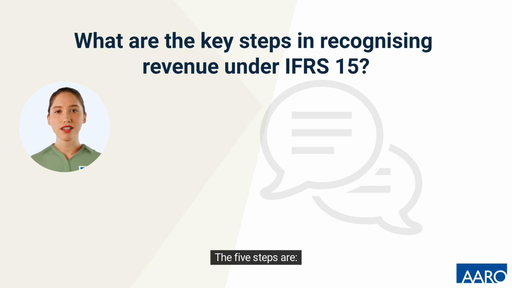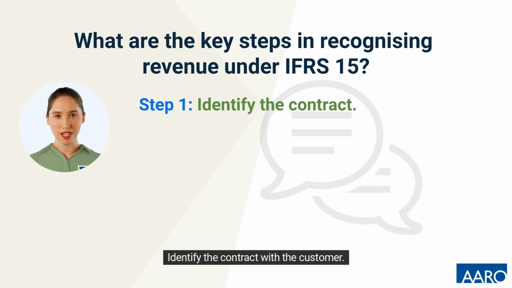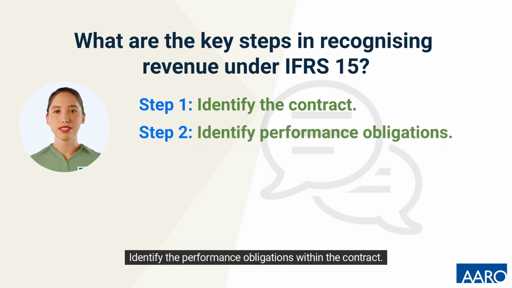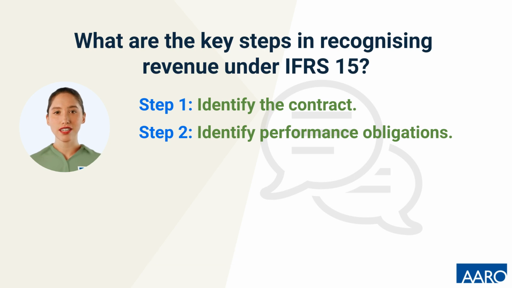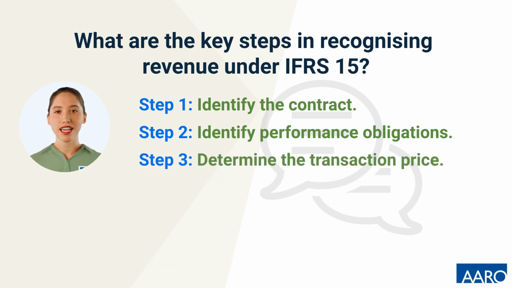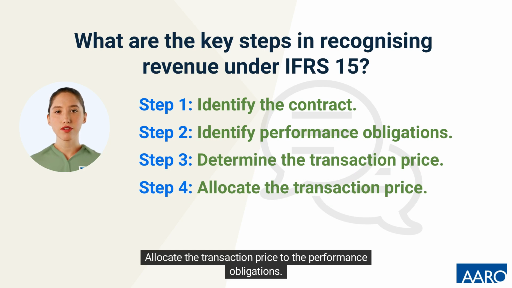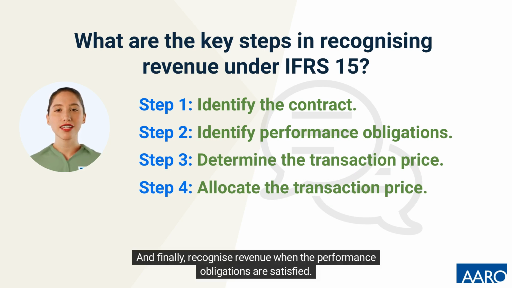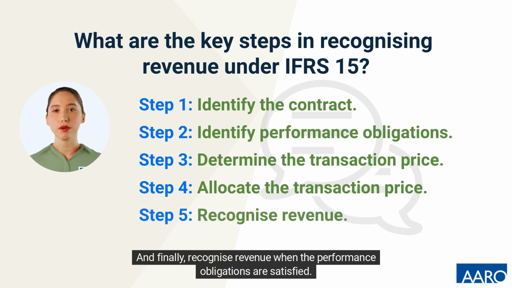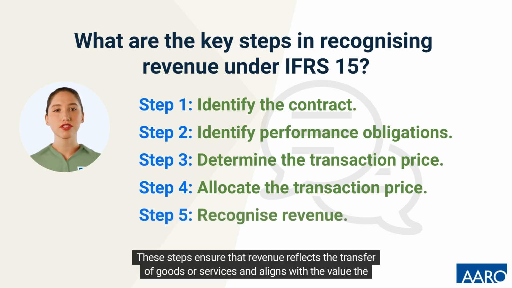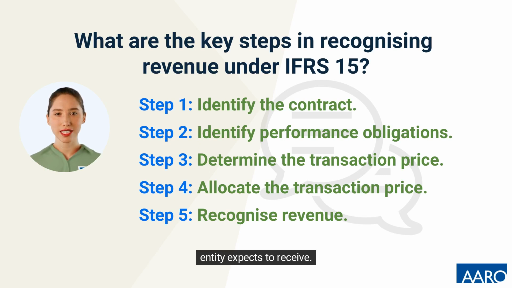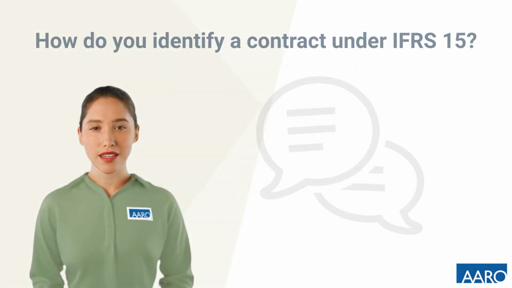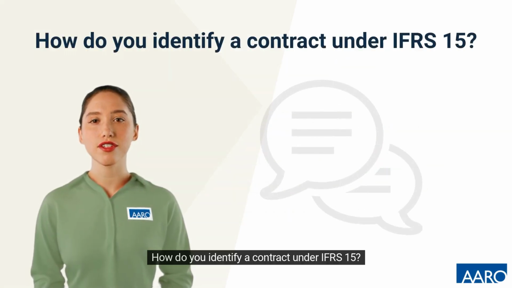The 5 steps are: identify the contract with the customer, identify the performance obligations within the contract, determine the transaction price, allocate the transaction price to the performance obligations, and finally, recognize revenue when the performance obligations are satisfied. These steps ensure that revenue reflects the transfer of goods or services and aligns with the value the entity expects to receive.